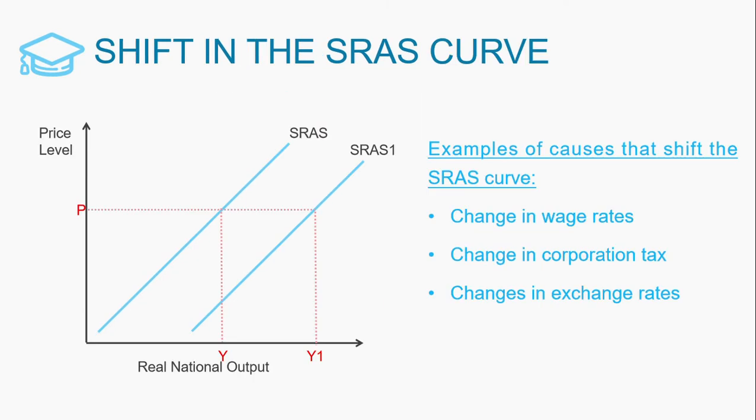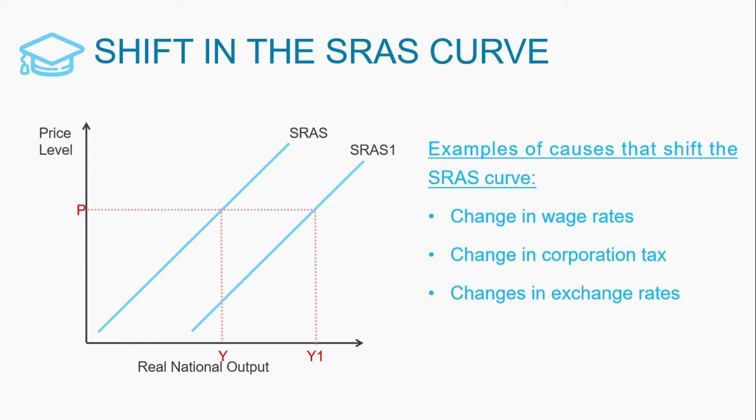Shift in the SRAS curve. Changes in the cost of production cause the SRAS curve to shift. For example, if the price of oil fell, the SRAS curve would shift right from SRAS to SRAS1, and therefore at price P, output would increase from Y to Y1. To sum up, a reduction in the cost of production will mean that, at the same price level, more output can be produced, so the SRAS curve will shift to the right.